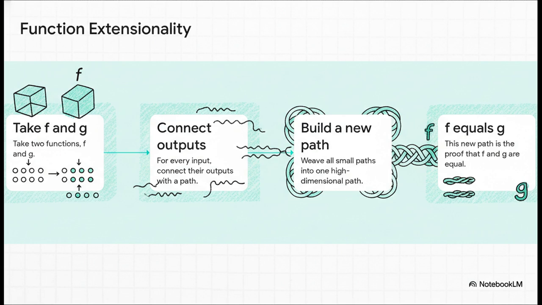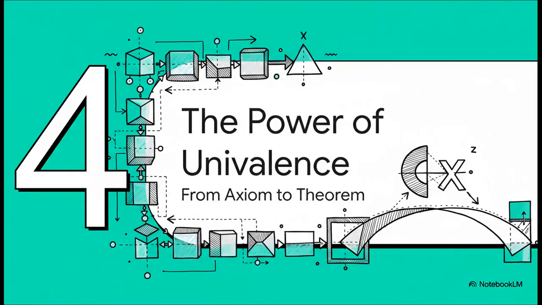And then, and this is the cool part, cubical type theory lets us weave all those millions of tiny little paths together into one giant higher dimensional path that proves once and for all that function f is identical to function g. The path itself becomes the proof. And all this incredible geometric machinery, all the points and the paths and the cubes, it was all built for one main reason. It was all leading up to this, to finally prove Voevodsky's univalence axiom.